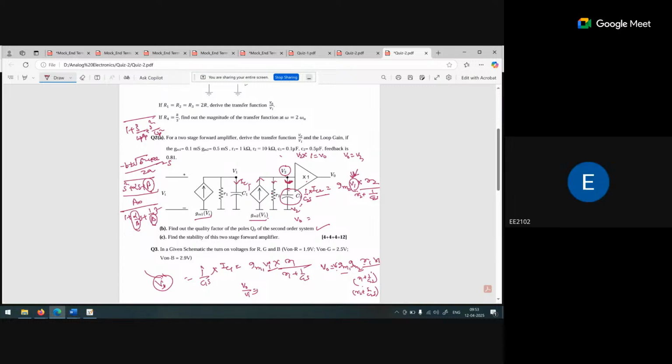Okay, got it. The second possibility is that if we are getting two poles at the same position, then the system will be marginally stable.